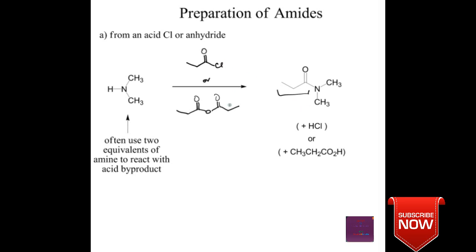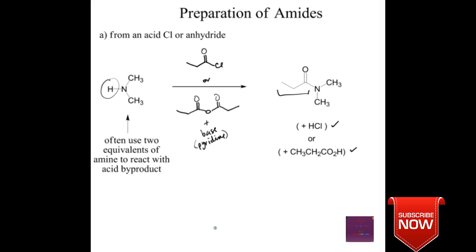Okay, but remember, we always have a base that's thrown in here because we have to remove that proton, and here we'll lose a chloride, so we're forming HCl here. Or if we use the anhydride, we would form the carboxylic acid as a leaving group. So we need some kind of base in here, and like I said, sometimes we use pyridine as a base. That's very common.